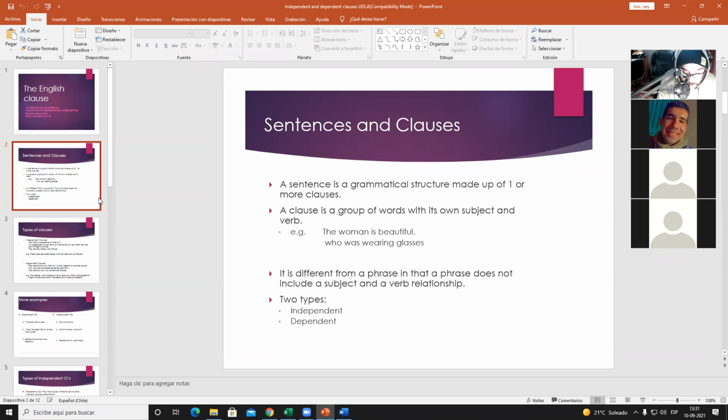Meanwhile, inside of phrases, you don't have that. What you have is the relationship between the head and modifiers, right? So they are obviously quite different, right? So all over again. A clause is different from a phrase in that a phrase does not include a subject and verb relationship. It is true. However, there are some phrases which might have a clause inside of them. But that clause, that is to say, the relationship between subject and verb inside of the clause, is not at the phrase level because it is just a modifier. We're going to see that later on.